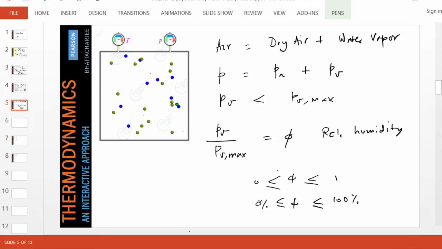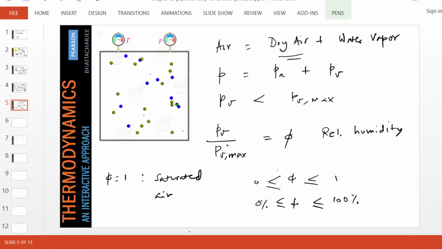So when relative humidity is 100%, the air is saturated. So phi equals 1 means saturated air, which means air cannot hold any more moisture. Whereas phi equals 0 means dry air. So we have a mathematical way now to say what is dry air and what is completely saturated air.